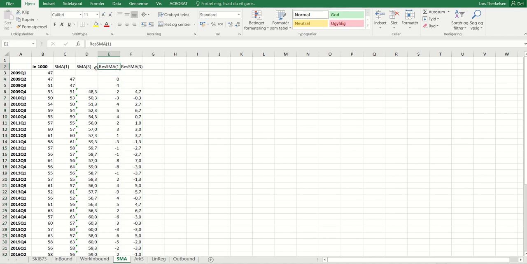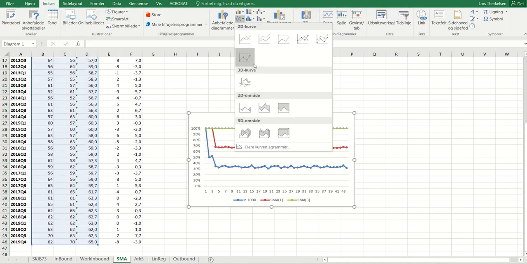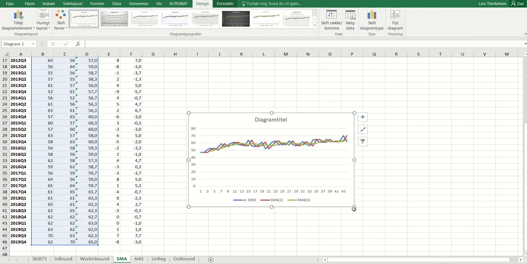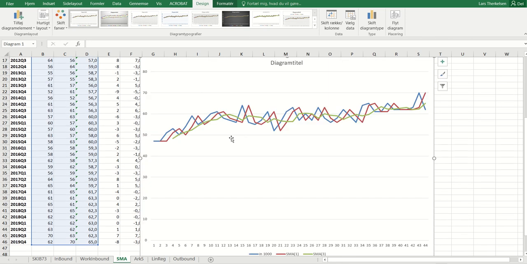Now, let's have a look at the graphs. Insert line plot. Here we are. Let's make it a little bit bigger so we can see what's going on. We see that the blue line is our observation. The red line is just our observations delayed 1, and the green line is sort of a smoothing thing.